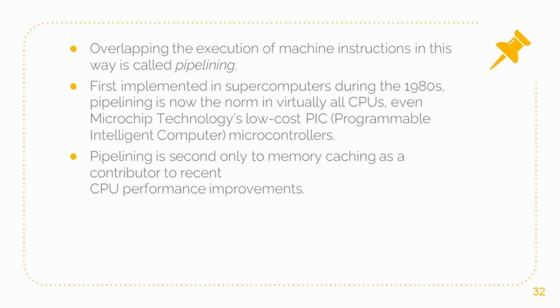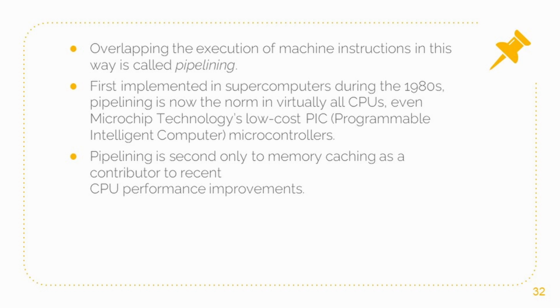It involves breaking down the instruction execution process into sequential stages and processing multiple instructions simultaneously by overlapping their execution across different stages of the pipeline. Pipelining was first implemented in supercomputers during the 1980s, where the need for high performance and efficient use of resources drove the development of advanced CPU architectures.